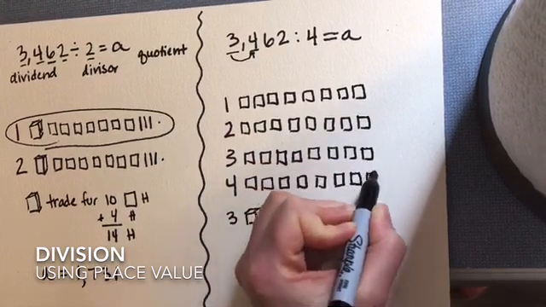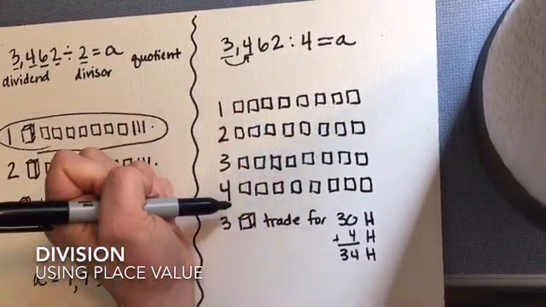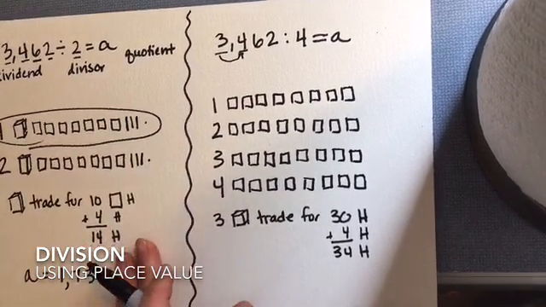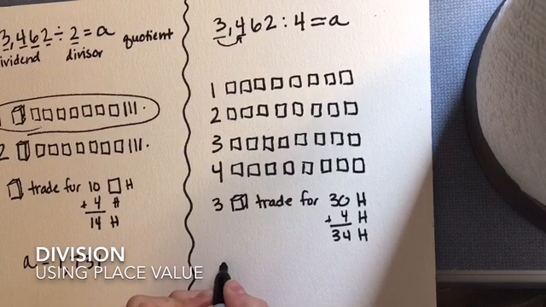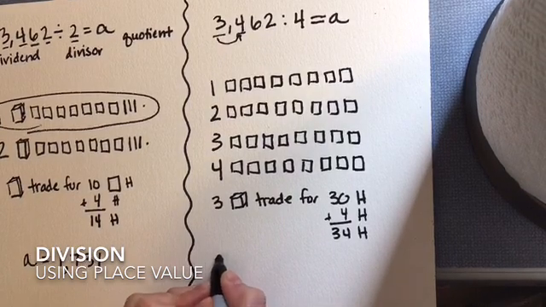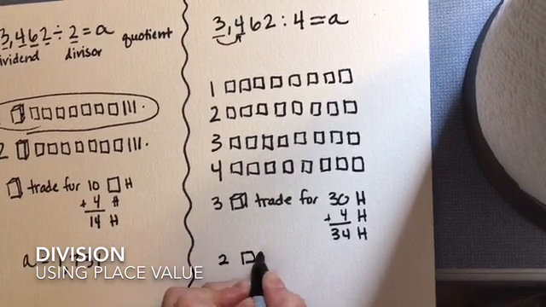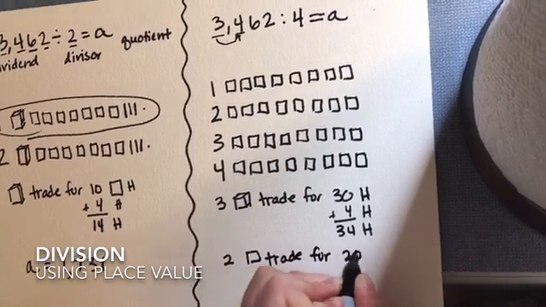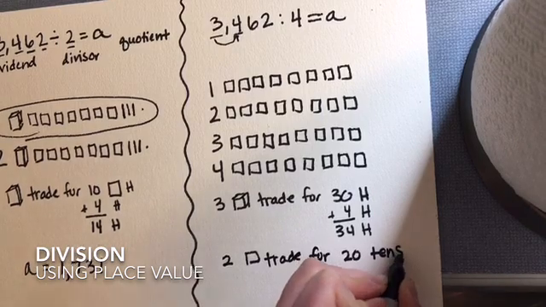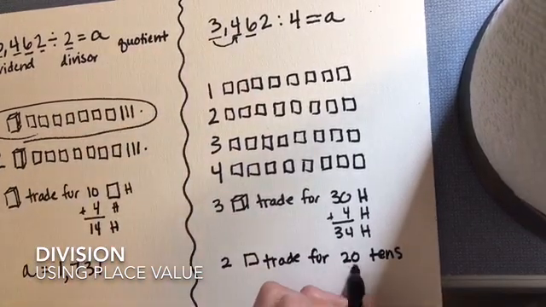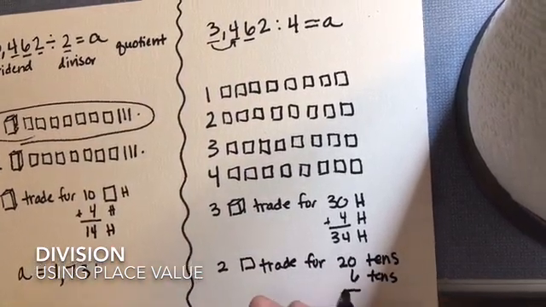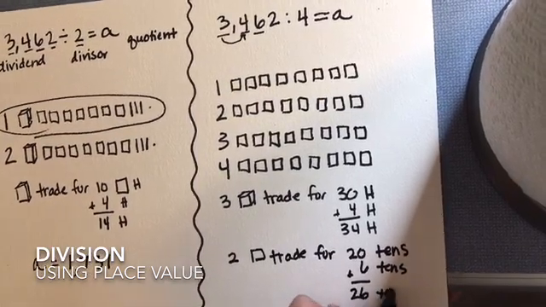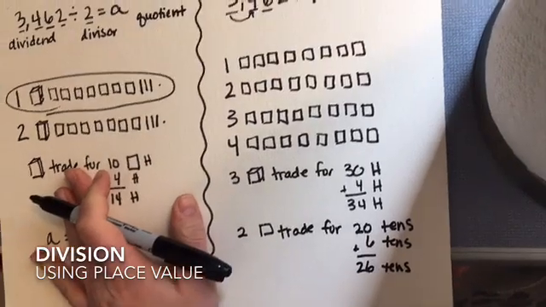So I should be at 8 times 4 is 32, which means that I need to trade now. I'm going to slide this up a little bit. So now I have 2 hundreds. I need to trade for 20 tens, and I have 6 tens. That gives me 26 tens, and I'm going to divide that out.